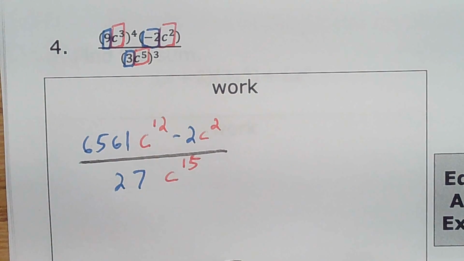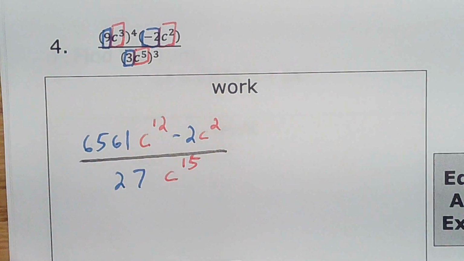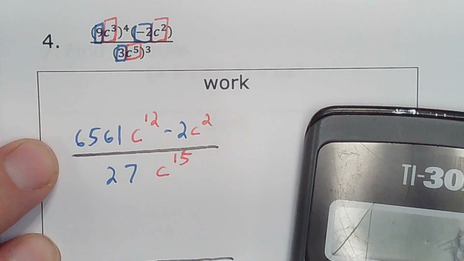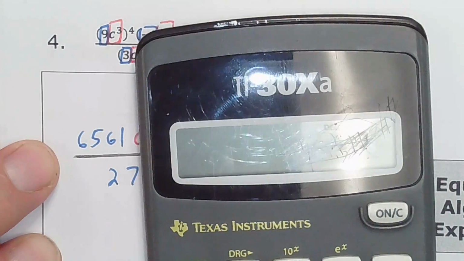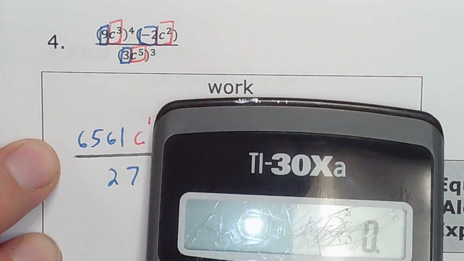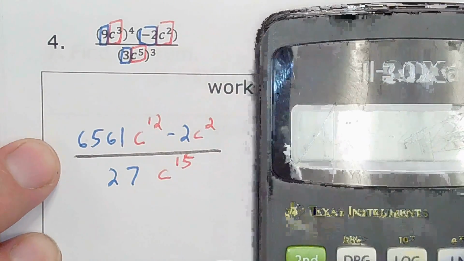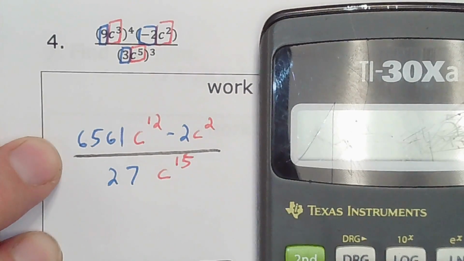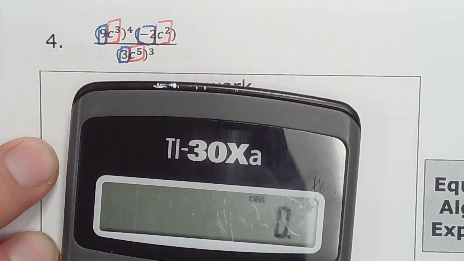Okay, our second line is just going to be doing the numerator, simplifying the numerator a little bit. So 6561 times negative 2. I should show you that better. Let's see, maybe if I turn this off. Oh, that made it worse. Maybe if I turn this off. That made it worse too. Okay, so there we go.